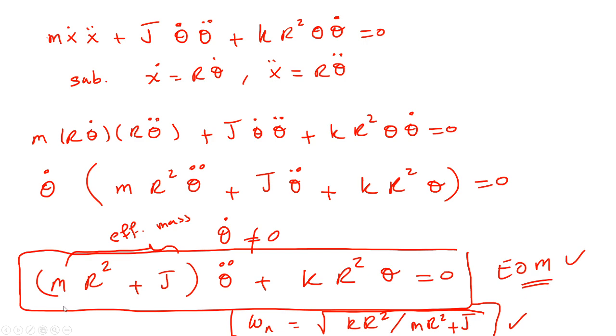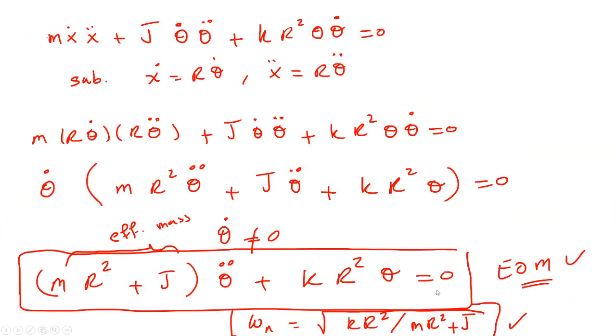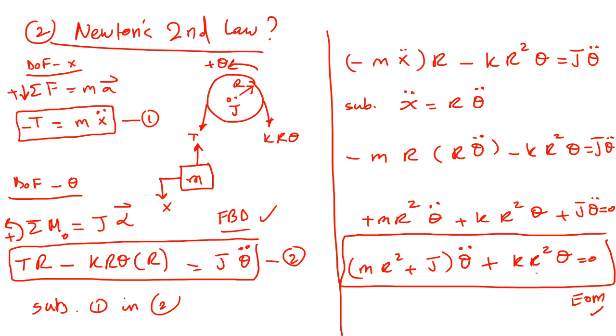Is it the same or not the same as the one that we got before? K R squared, m R squared plus J. It is exactly the same. It must be the same, otherwise there is a mistake, because we are solving the same system, just with a different method. Now the natural frequency from this equation will be the square root of K R squared over m R squared plus J.